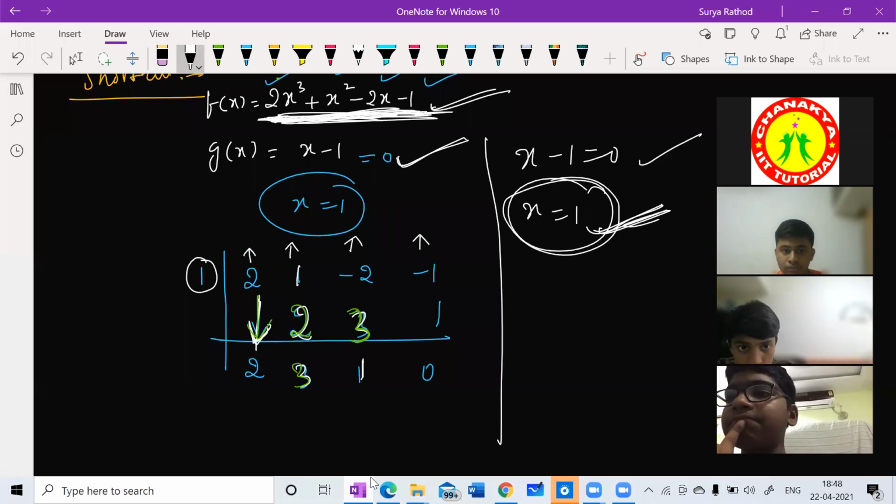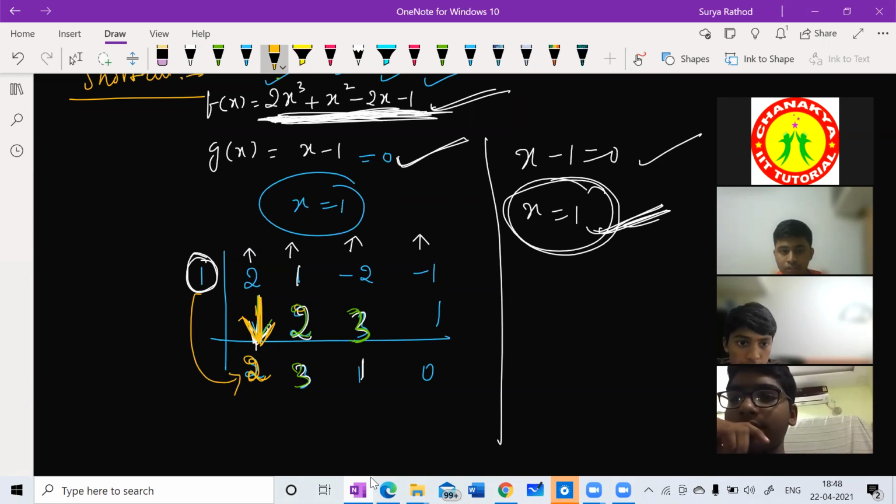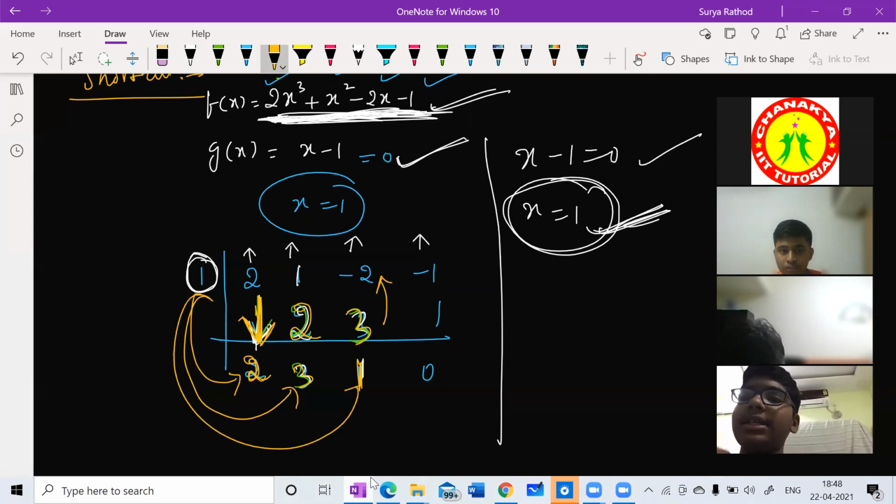This one I'm taking over here. First I'm just writing this 2 as it is here. So 2 as it is I'm writing. Then 1 into 2, I'm just multiplying, and I'm writing 2 here. 2 plus 1, 3. Again, 1 into 3, I'm writing 3. Again, I'm adding these 2 now. 3 minus 2, 1. Again, 1 into 1, 1. Minus 1, 0. Remainder is 0.